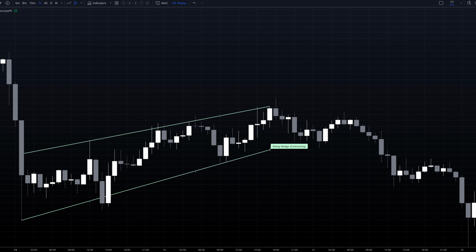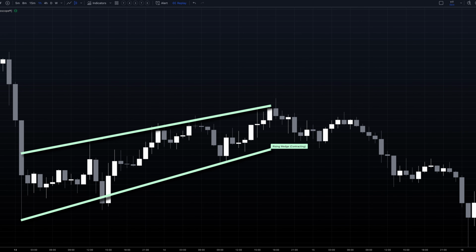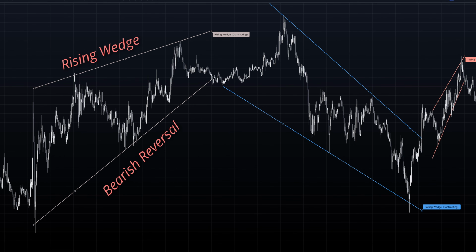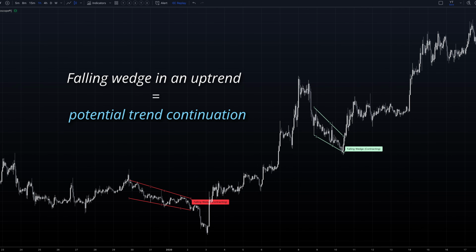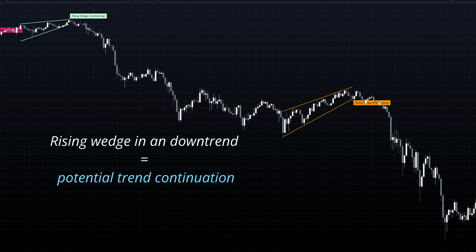Wedge pattern trading strategy. Begin by recognizing the price and volume compression characteristic of wedge patterns. Determine the wedge type and assess the current market trend. A rising wedge in an uptrend suggests a potential bearish reversal, while a falling wedge in a downtrend indicates a potential bullish reversal. Conversely, a falling wedge in an uptrend signals potential trend continuation, and a rising wedge in a downtrend suggests continued downward movement.